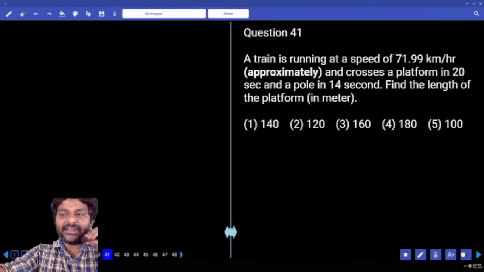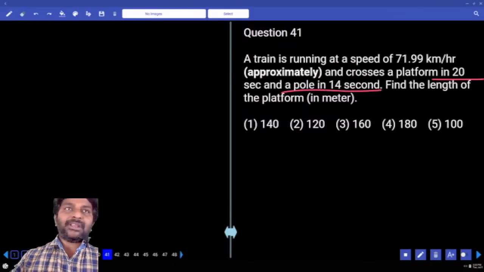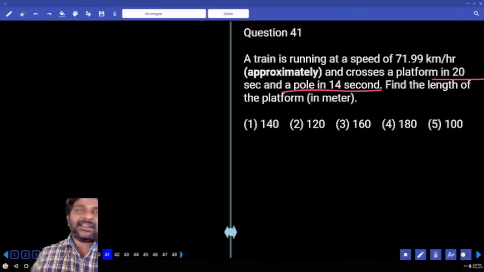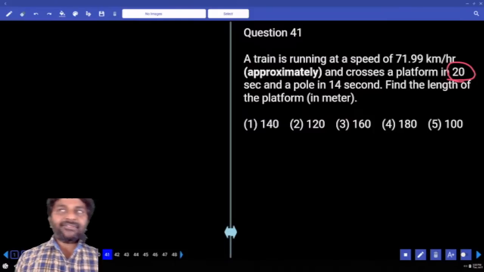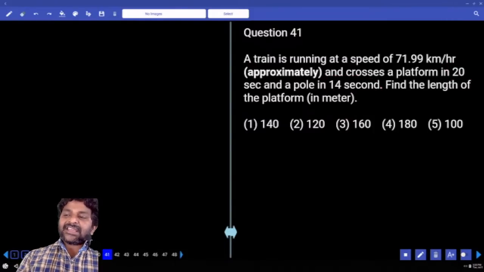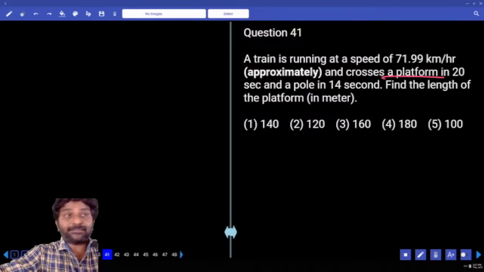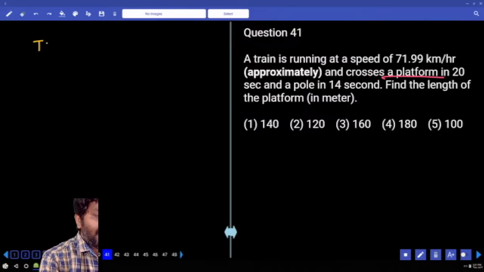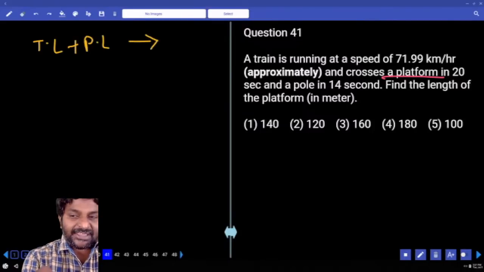A train is running at a speed of 72 kilometers approximately and crosses a platform in 20 seconds and a pole in 14 seconds. Find the length of the platform. How much time is it taking in first case? Second case? In first case, what is it crossing? Then distance covered is train length plus platform length.